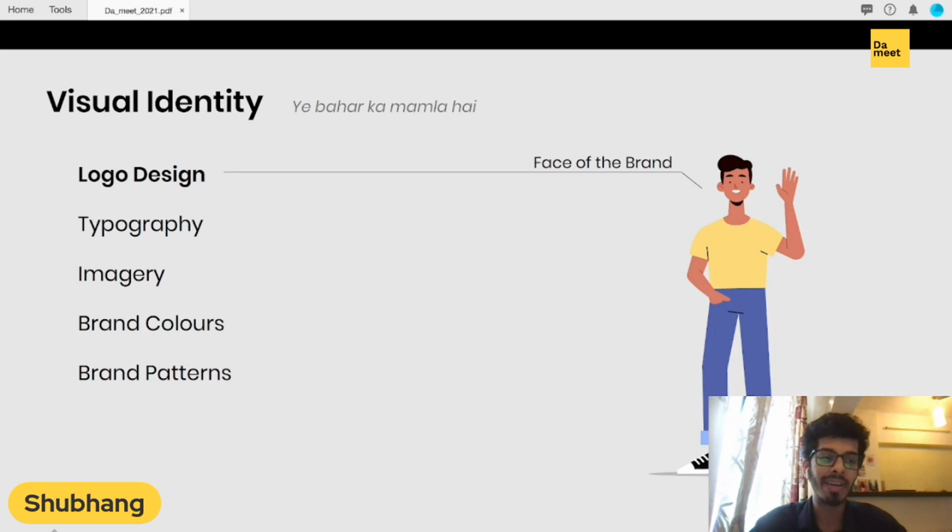So over here, I've explicitly made logo design bold, and I've mentioned it like it is the face of the brand. Like a logo design is the face of the brand. And why have I done that? Why is typography not the face of the brand? Why is imagery not the face of the brand? So let me explain that in detail, because the next thing which we will be tackling is logo design.